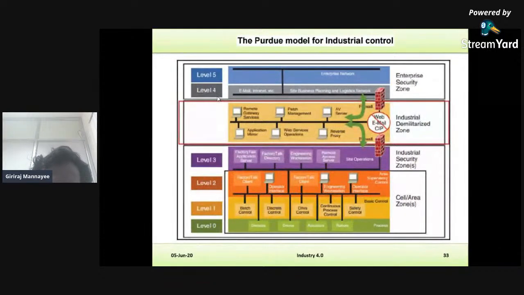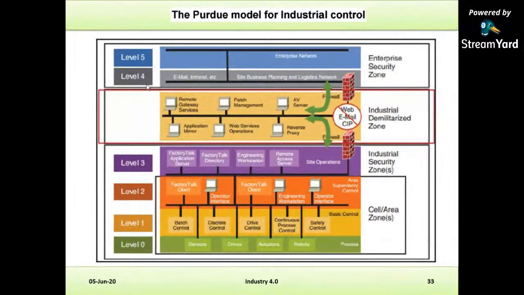So through the factory client, you are going to connect with the end devices such as sensors, drives, actuators, robots, and processes. We are going to connect it with the stations. This is level 2. Level 3 comes under the FactoryTalk application server, FactoryTalk directory, engineering workstation, and remote server. All those things put together are combined, and we are going to work on that. That is level 3 of the operation.